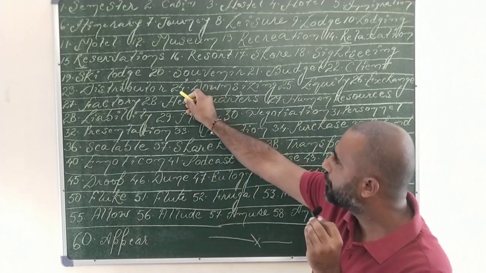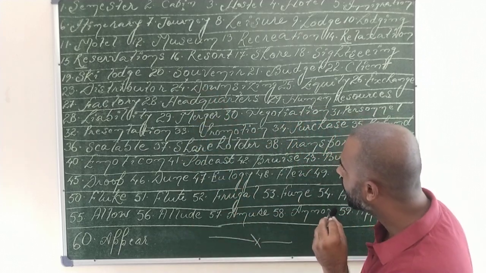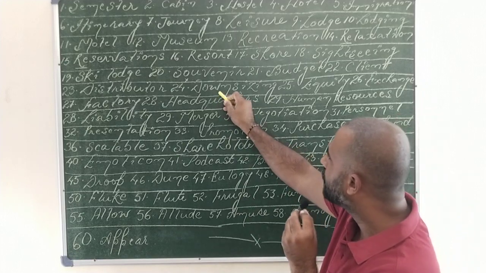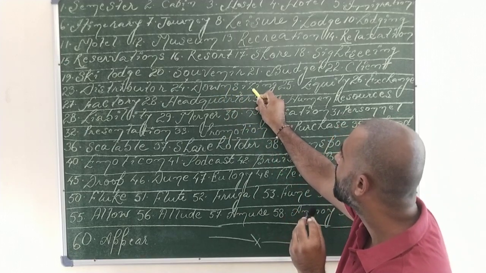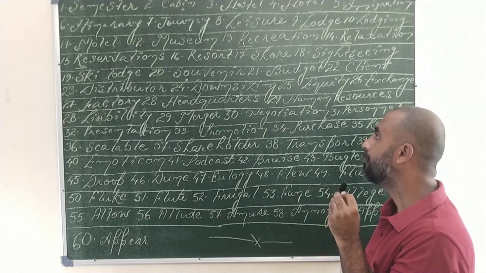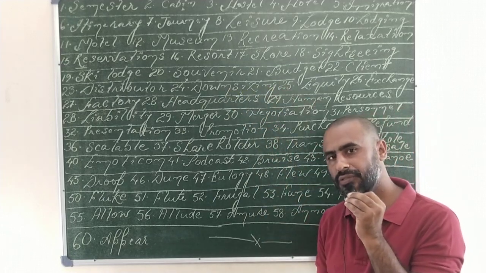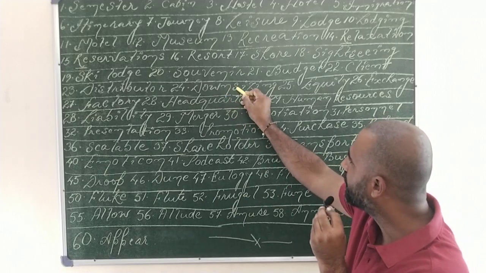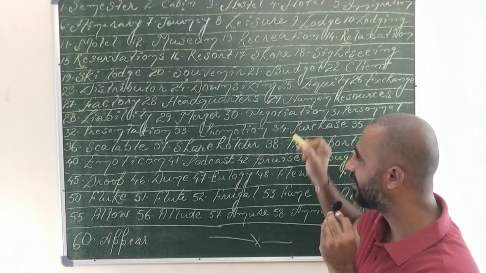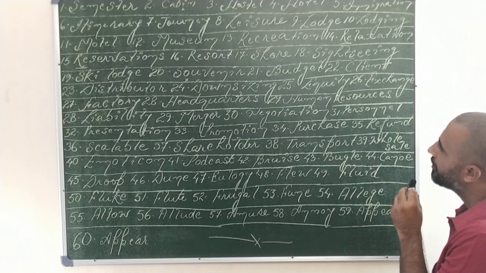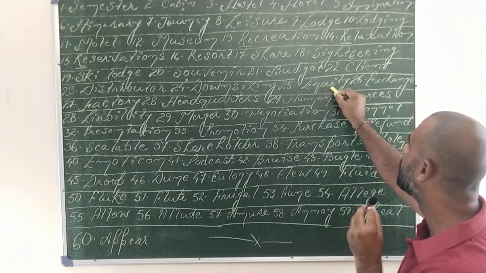Okay, let me go with the next one, number 24. And we have D-O-W-N-S-I-Z-I-N-G. So it's downsizing. Downsizing. So D-O-W-N-S-I-Z-I-N-G. Okay.